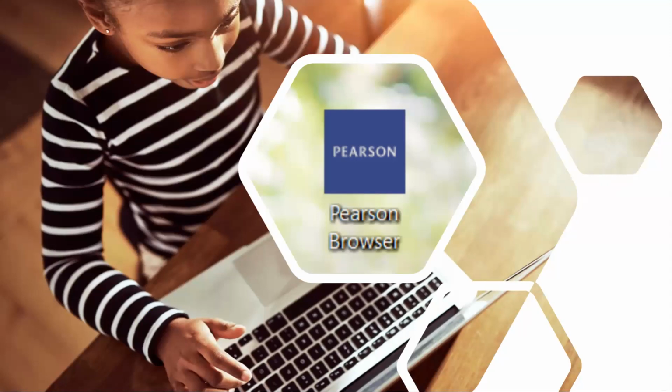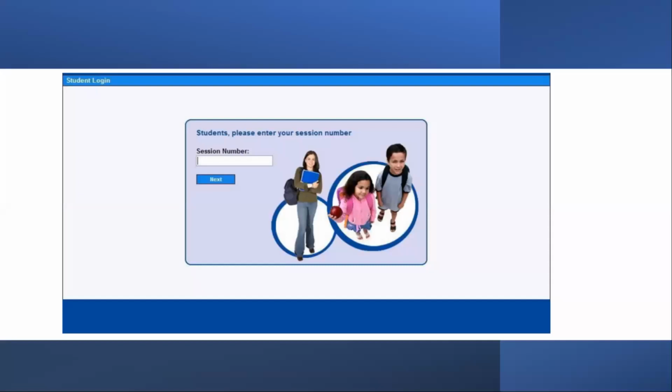When you open the Pearson browser, you will first enter the subtest session number. Today, you will enter the practice test session number that was emailed with this video. You will enter the 8-digit number, including the dash, and click Next. A dash is found next to the 0 on your keyboard.